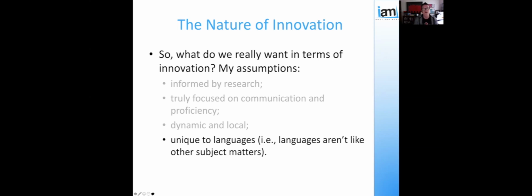In other words, what we want is to get out of this mindset that language is like any other subject matter. You open your Cornell catalog and there's chemistry and biophysics and mechanical engineering, and then there's Spanish and Swahili and Japanese, as though they're all the same kind of thing, right? So my assumption is we want to do something that's unique to languages, and we want to eschew the idea that we can follow a one-size-fits-all model for subject matter.